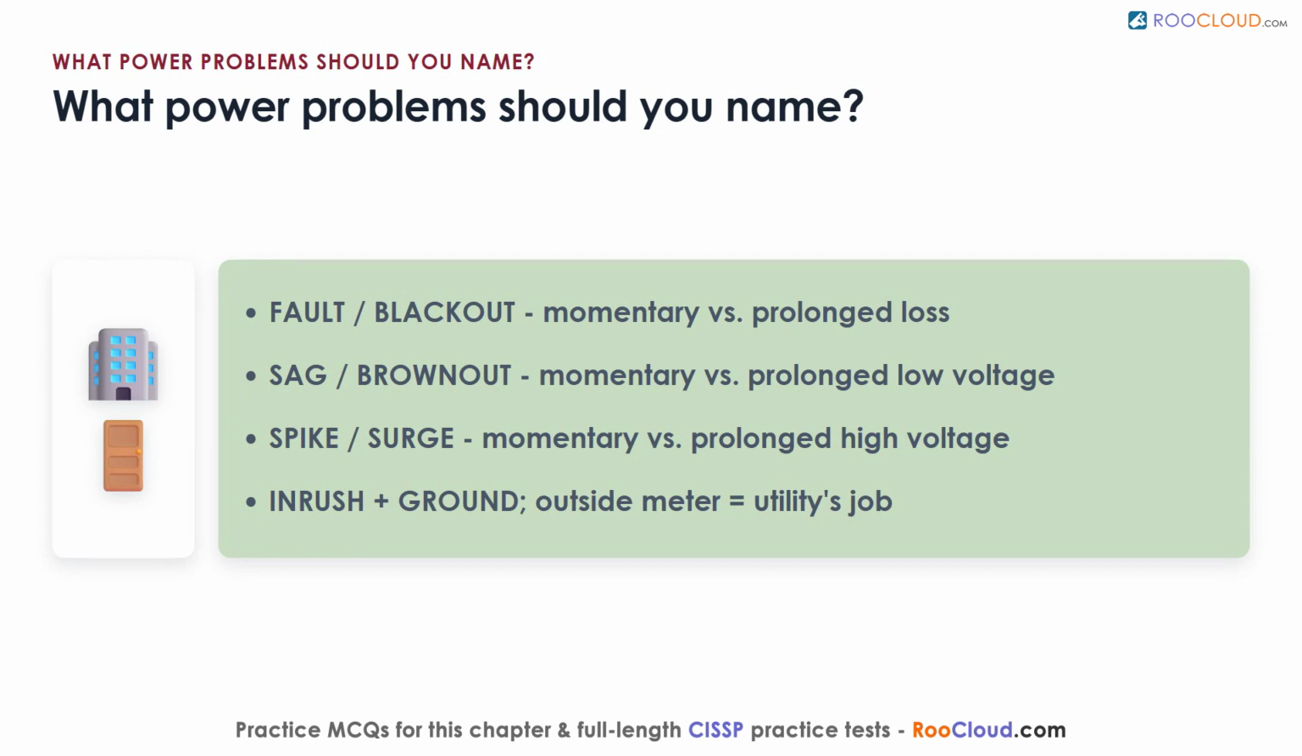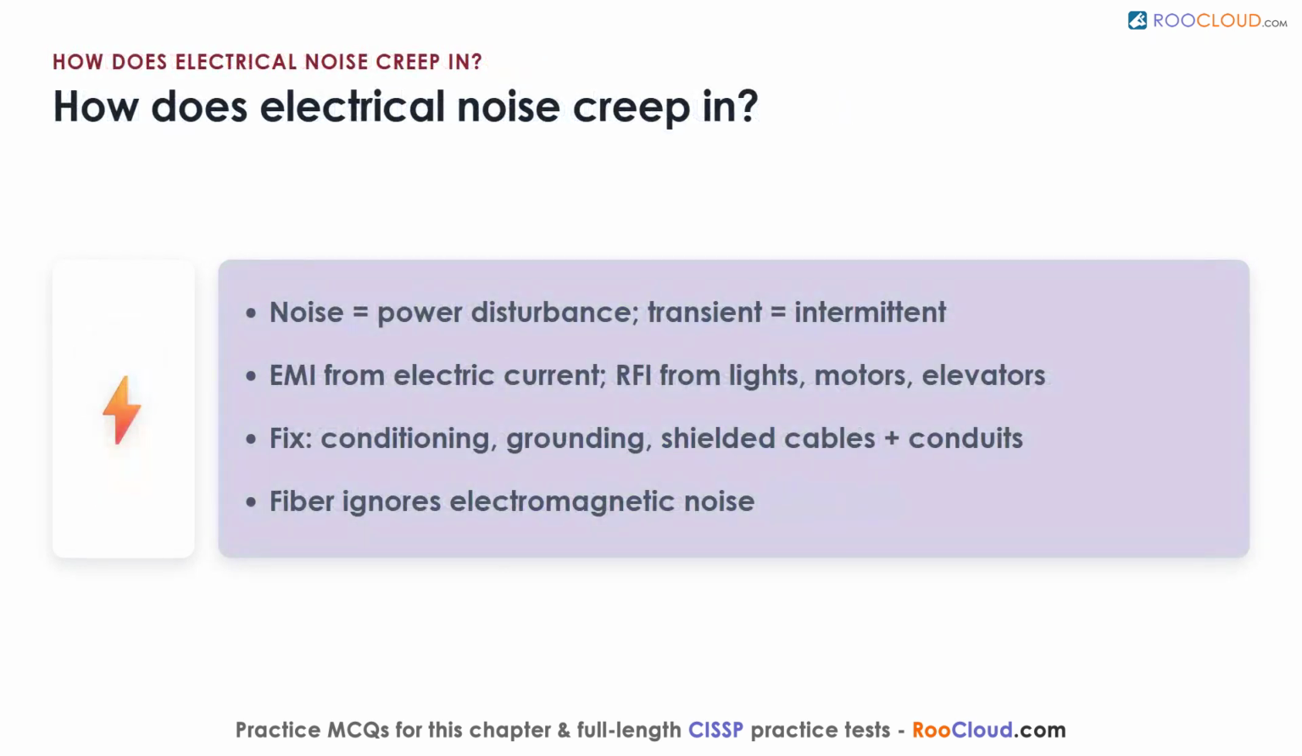One more practical rule: if the trouble starts outside your meter, it belongs to the utility, but anything inside is yours to fix. How does electrical noise creep into your systems? As interference riding along on the power or through the air, noise is any disturbance in the power supply. And when it comes and goes, it is called transient noise. Electromagnetic interference is generated by electric current and can corrupt transmissions on phone, network, and radio links.